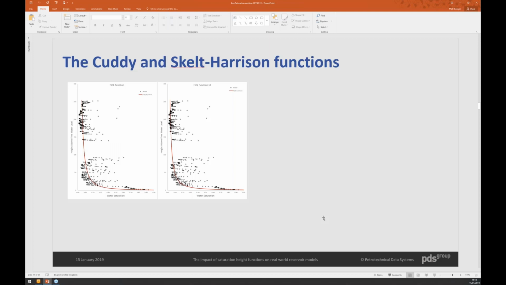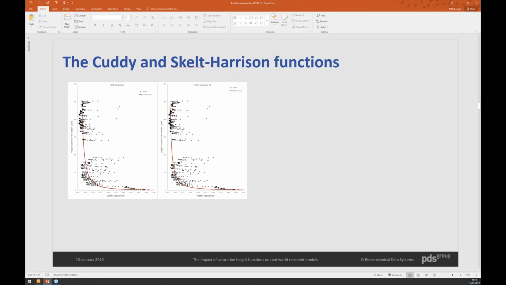So let's jump on to the next couple of methods. So the Cuddy FOIL function was the next approach. So what we've got here, two plots. I ran the FOIL function twice. On the left-hand side here, we have the FOIL function, and this is just using the default regressions that you get from Excel. So I plotted up bulk volume of water versus my height above free water level on log axes, I got my power law regression, and I was able to use the A and B constants from that regression to derive this FOIL function. You see it's doing a reasonable fit.